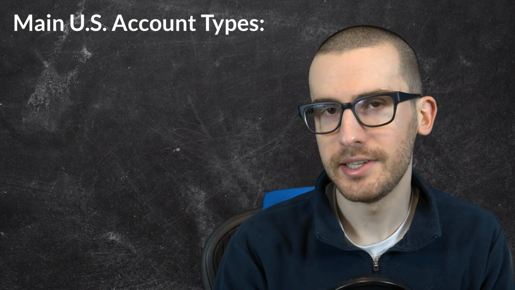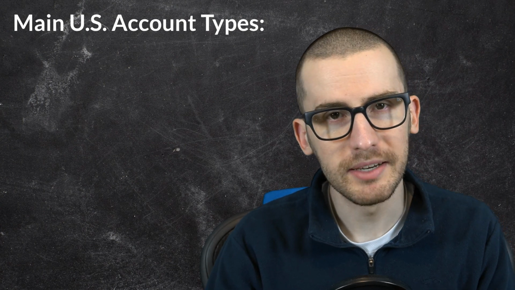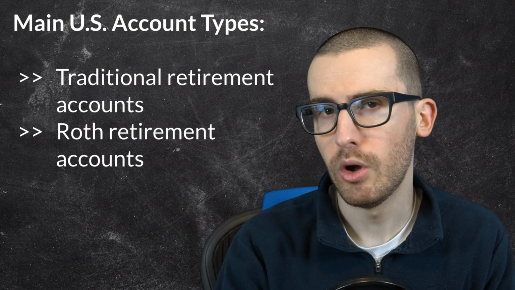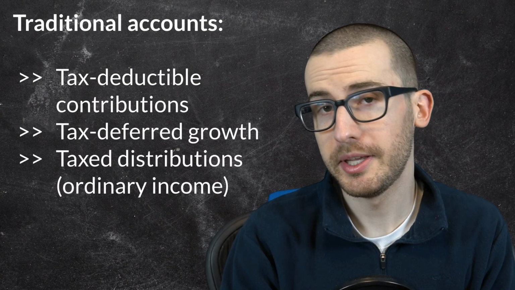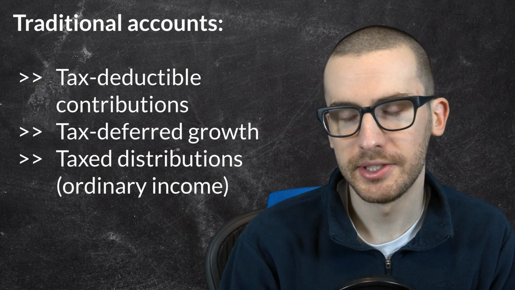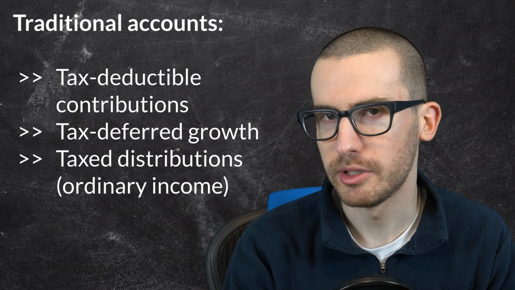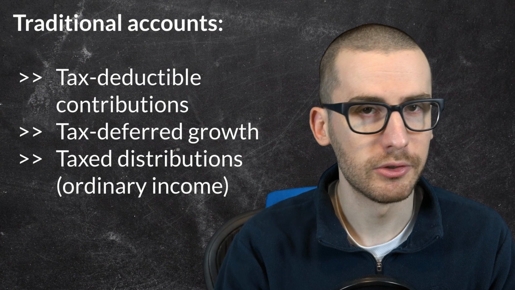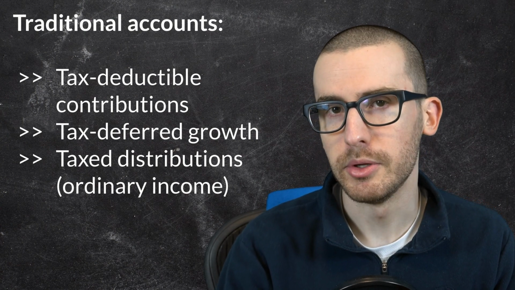Now, when it comes to investing in the United States, the majority of your assets will likely be split across 3 different types of accounts. This would include traditional retirement accounts, Roth retirement accounts, and regular taxable accounts. Traditional retirement accounts are the most common retirement accounts, and they are tax advantaged, meaning that money that you put into a traditional retirement account, whether that be a deductible traditional IRA or a traditional 401k, will provide you a tax break up front when you contribute to the account.